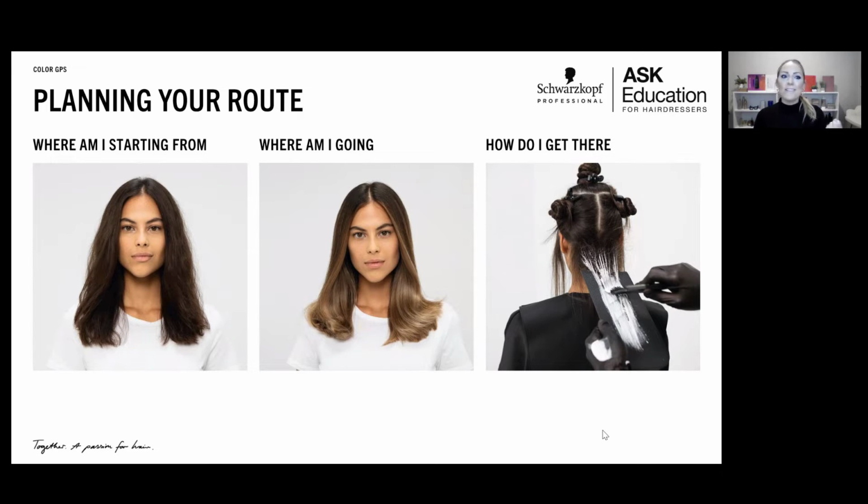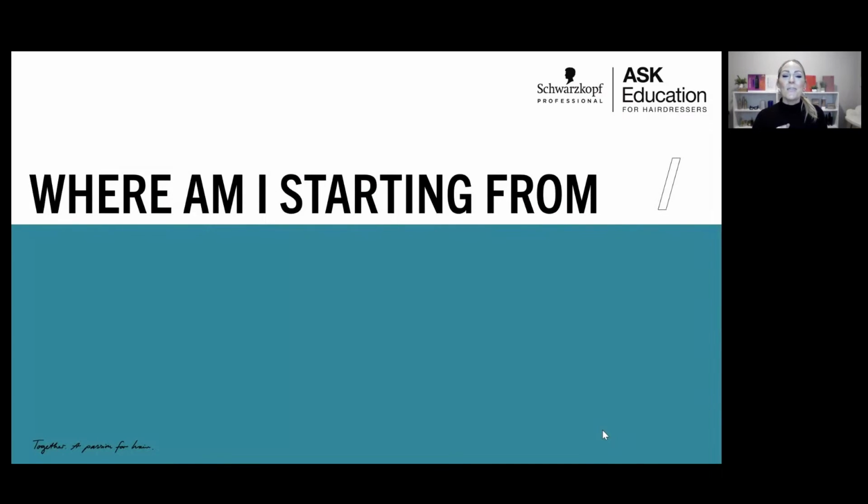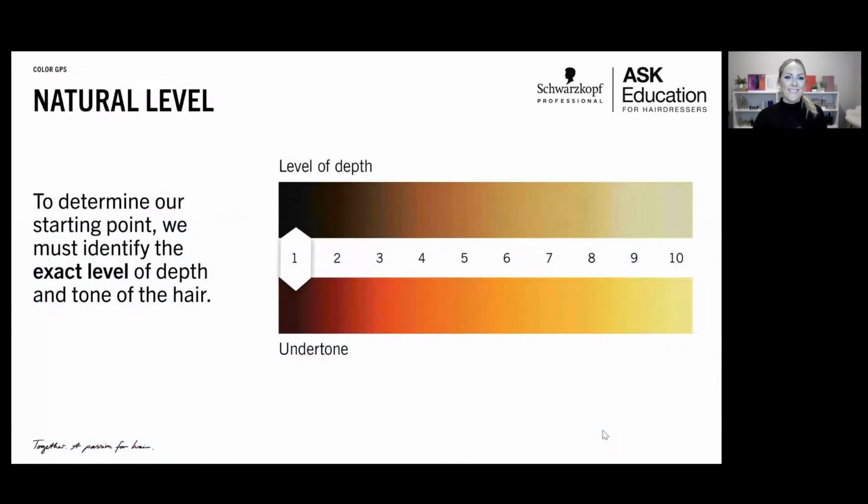So once you know clearly where you're starting from and clearly where you're going, you can really start to plan the application. So how much lift do you need? Do you need to cover white? What is the actual technique you're going to use? And what is the timing, right? So really how you're going to get there comes down to the real specifics of application and formula. So let's start with where are you starting from?